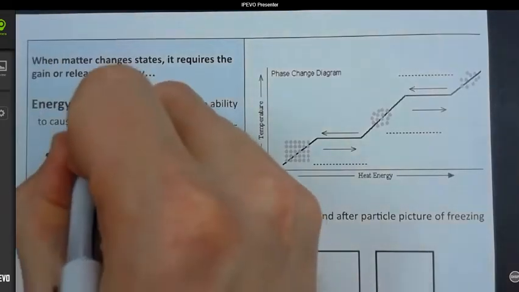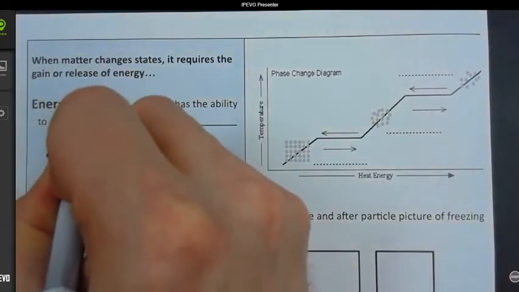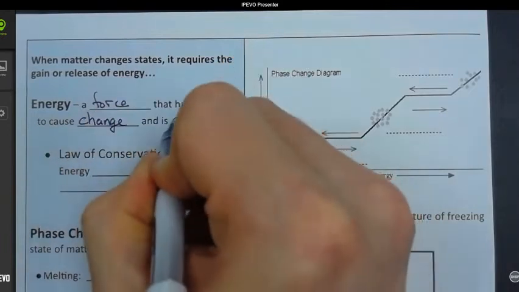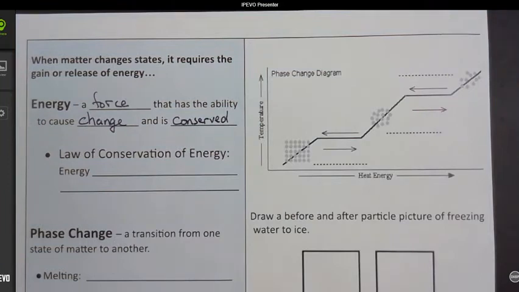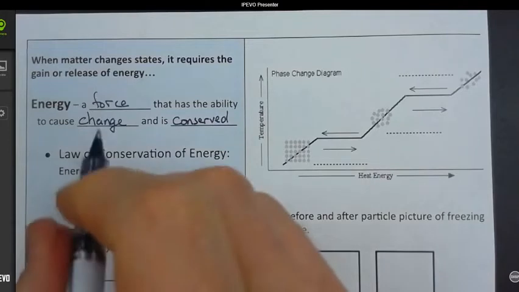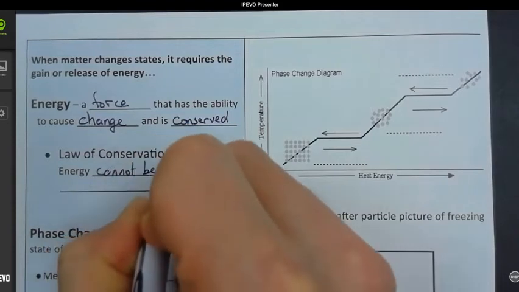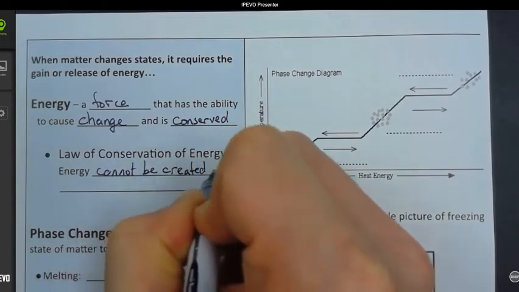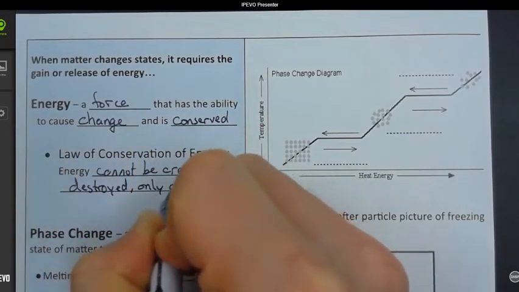So energy is referred to as a force, and any force can cause change. So energy, a force that has the ability to cause change, and most importantly, is conserved. So in a particular closed system, there's not any additional energy gained or lost. So it very much mimics the law of conservation of matter. But in this instance, we're going to say the law of conservation of energy states that energy can neither be created or destroyed, only changed.